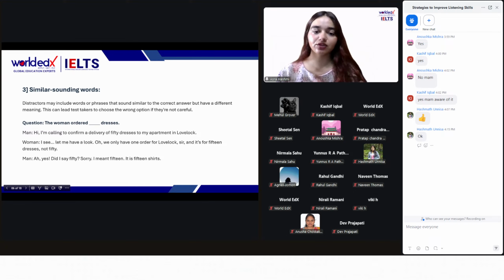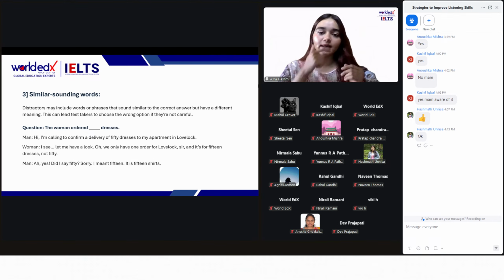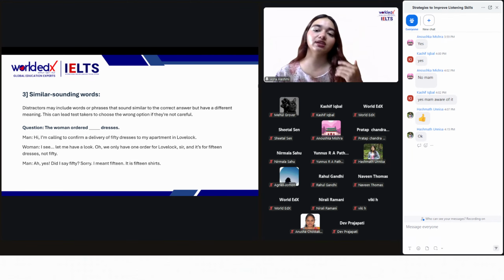So distractor cannot only be restricted to irrelevant information. Sometimes it will be incorrect information. Sometimes it can be similar sounding words. So you have to understand that there's no one way to point out that this is the only distractor. In the audio, distractors will come in different types of information, in different forms, but you have to be able to put your pen down and say, okay, fine, this is a distractor and this is not the correct answer.